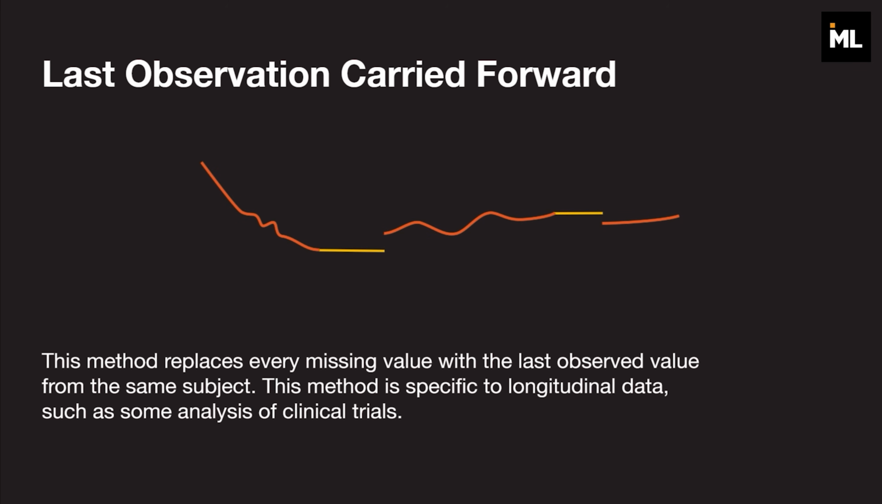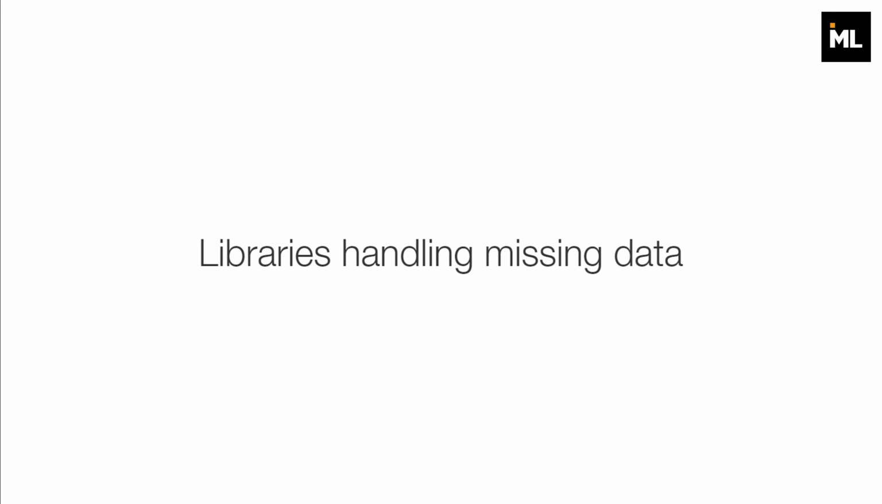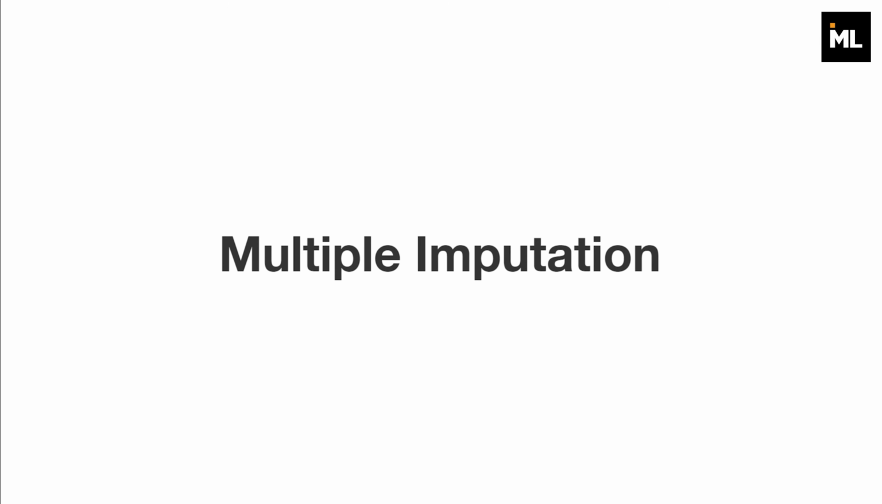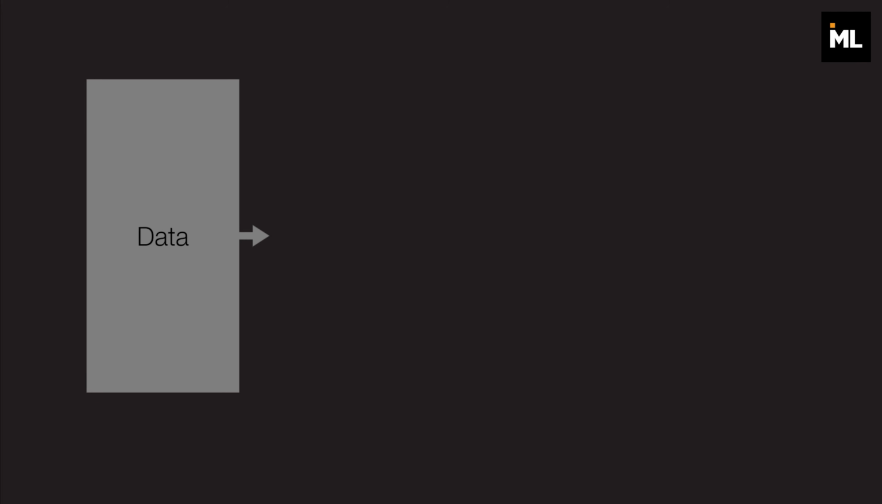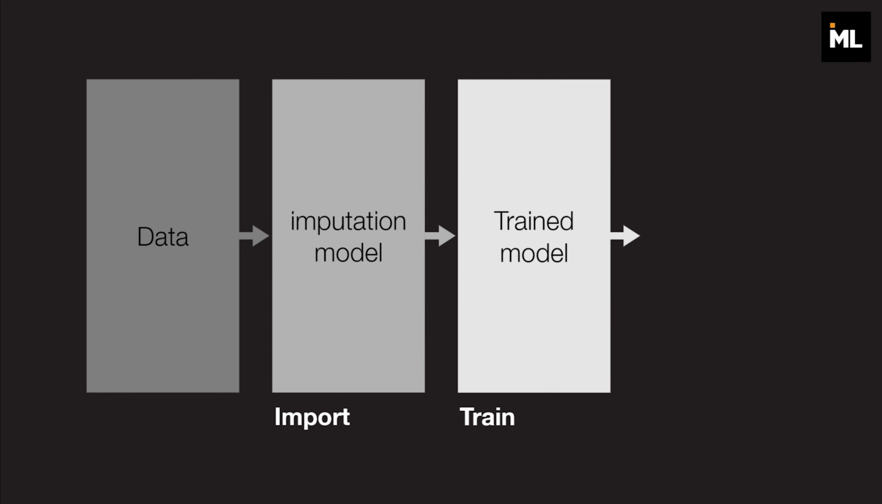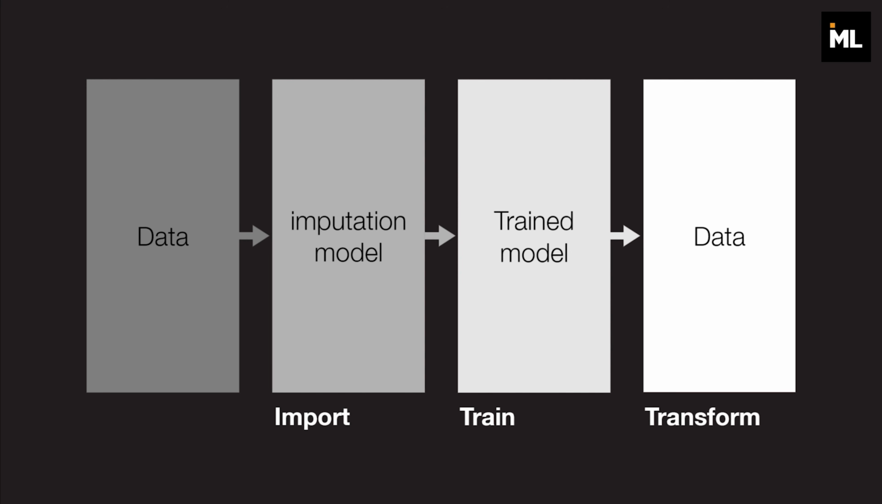There are also algorithms and libraries that are specifically designed to handle missing data. These algorithms can fill in the gaps in your data set so you can still train a reliable model. One such library is the multiple imputation algorithm from scikit-learn. This algorithm uses a combination of statistical techniques to estimate the missing values in your data. To use this algorithm, you need to first import it from scikit-learn. Then you can create an instance of the algorithm and fit it to your data. Once the algorithm is trained, you can use it to transform your data, filling in the missing values with estimates.